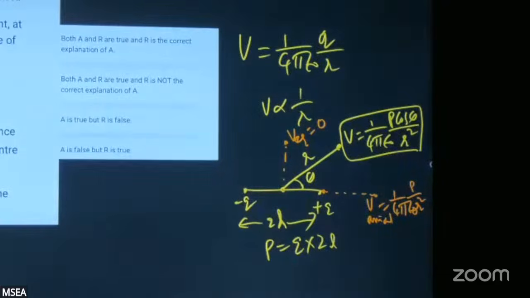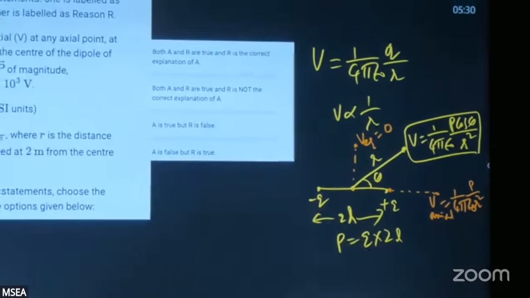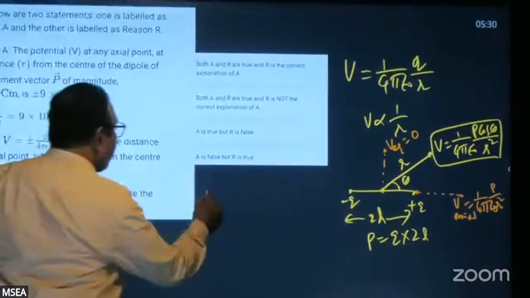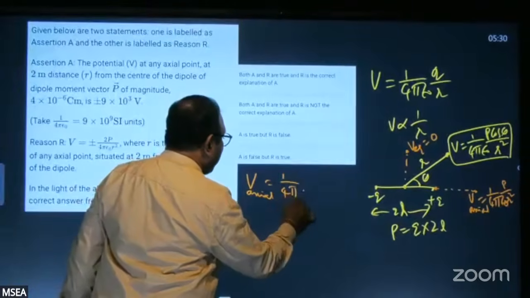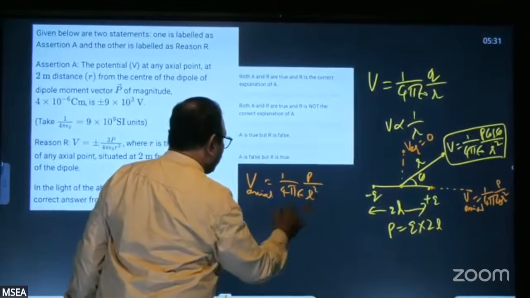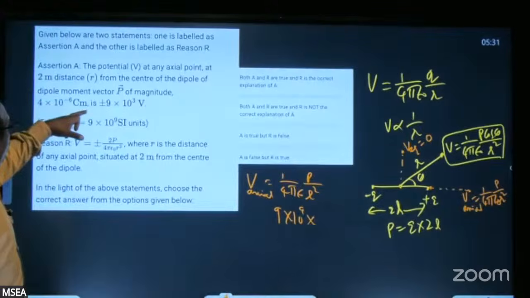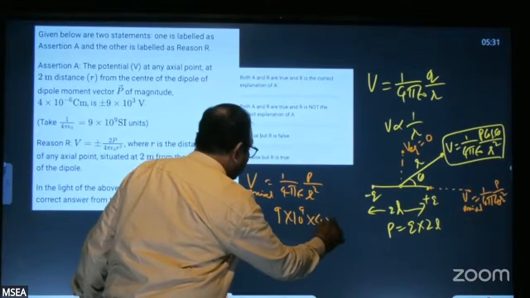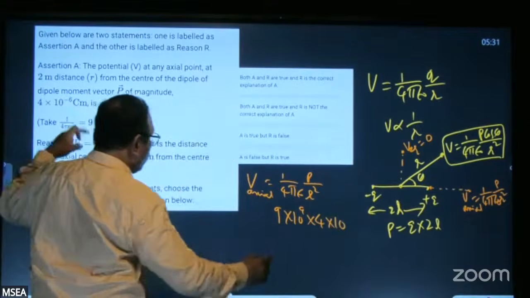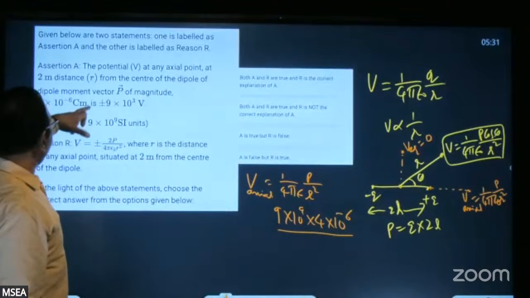Now, let us see what they asked in this question. Assertion: the potential at any axial point. For an axial point, the formula is 1 by 4 pi epsilon naught P by R square. That is 9 into 10 power 9. The dipole moment given is 4 into 10 power minus 6. It is not centimeter, it is coulomb meter. Then what about R square? What is the distance given?